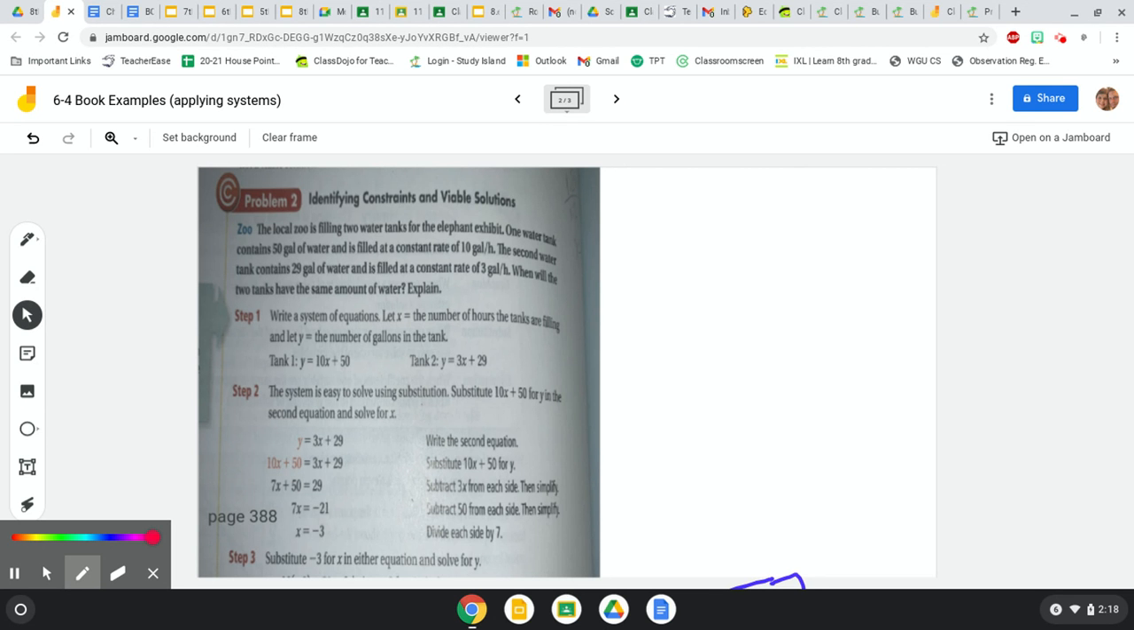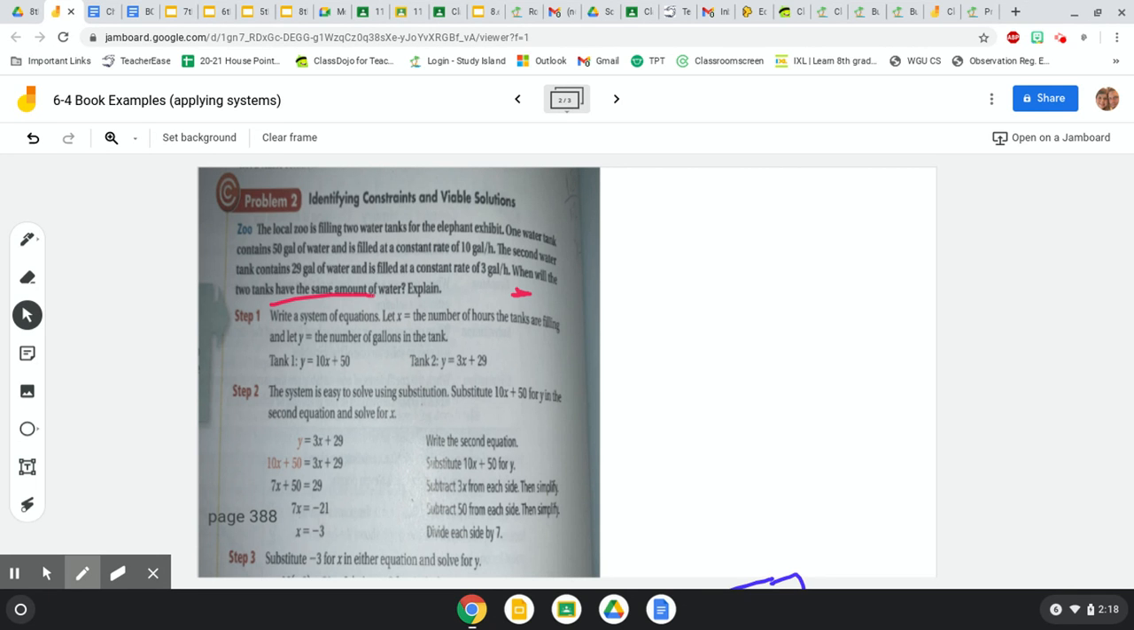So the local zoo is filling 2 water tanks for the elephant exhibit. One water tank contains 50 gallons of water and is filled at a constant rate of 10 gallons per hour. The second water tank contains 29 gallons of water and is filled at a constant rate of 3 gallons per hour. When will the 2 tanks have the same amount of water? Okay, so I want to know when they're going to have the same amount of water. So if they're going to be the same, that's kind of like a break even type of thing, where tank 1 is going to be the same as tank 2. They're going to be set equal to each other.